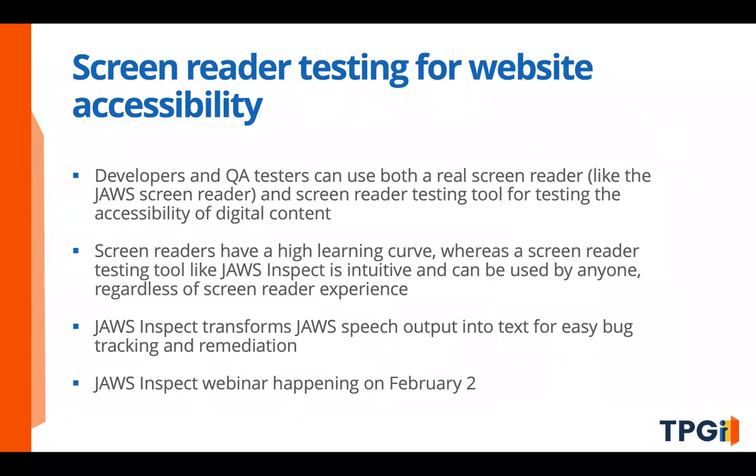So, screen reader testing for website accessibility. One of the things that developers and QA testers will do is manually test your site for screen reader accessibility and compatibility. They can use a screen reader tool like JAWS Screen Reader, or they can use a screen reader testing tool to test the accessibility of your digital content.